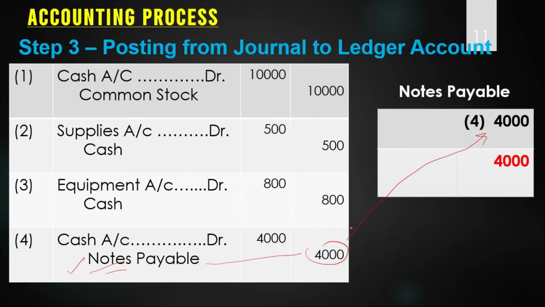And we don't have any other note payable after that. So we find the balance. The balance will be credit because we don't have any amount in the debit side. So credit side is more, it means it has a credit balance. In this way, we have got all the accounts prepared.